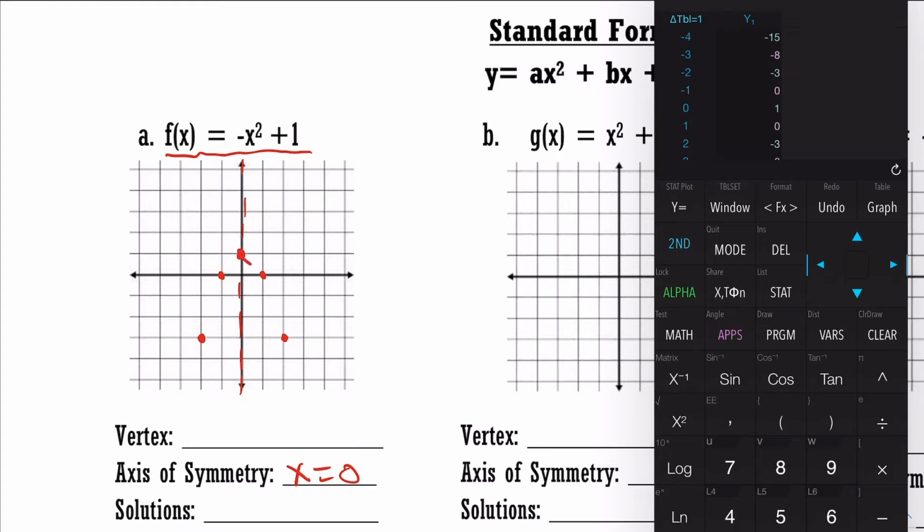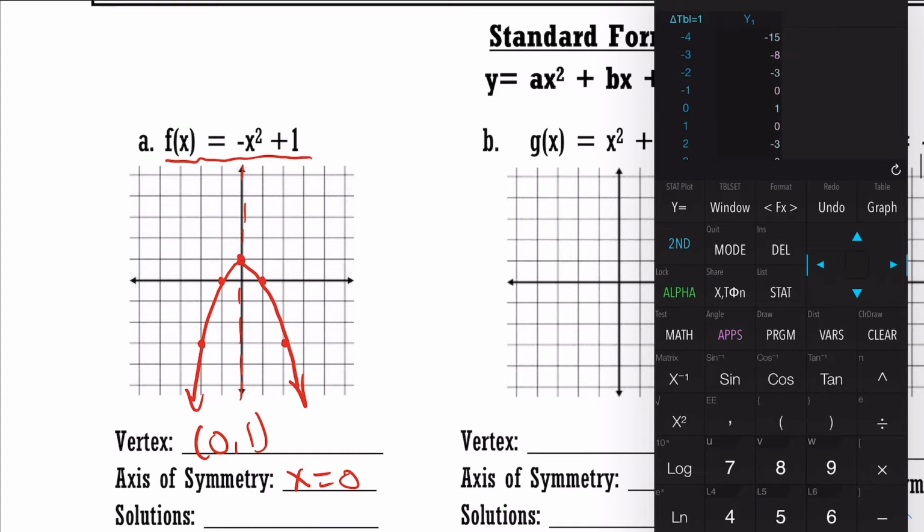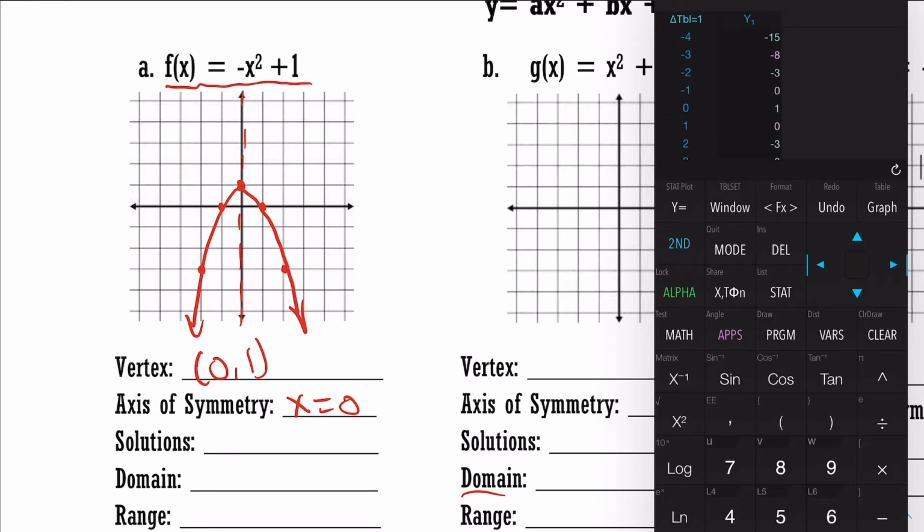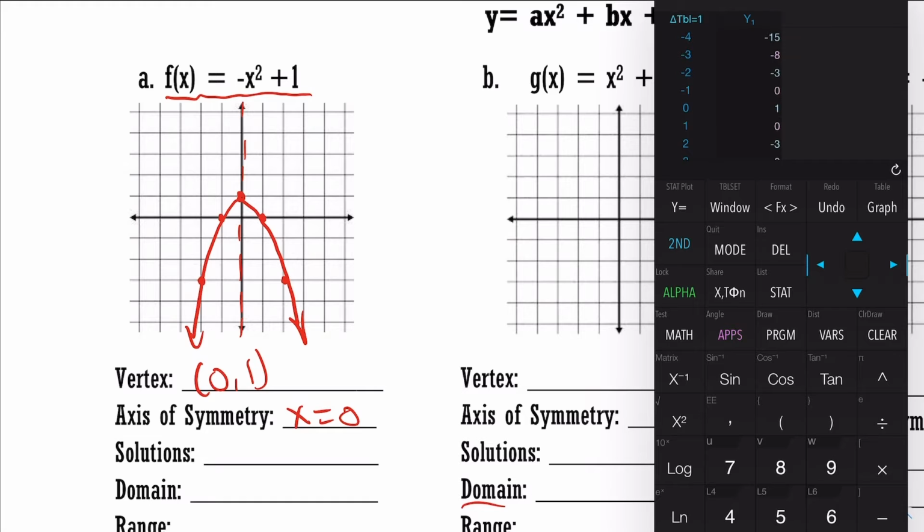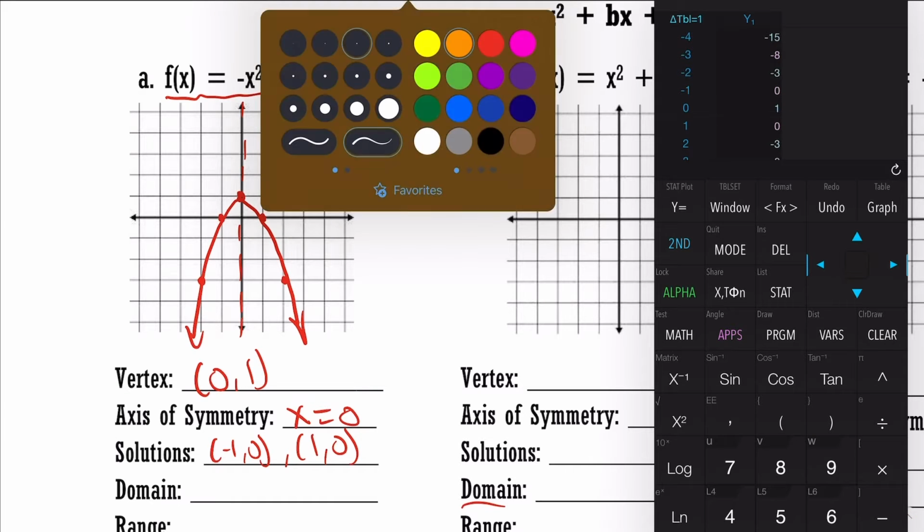If I connect these dots, then it's pretty obvious to see that the graph is opening downwards, which means that the vertex is at that top point, which is at 0, 1, which makes it a maximum. The solutions, which are the same thing as the x-intercepts, are going to be at negative 1, 0, and also 1, 0. The domain. The domain is measuring from left to right.